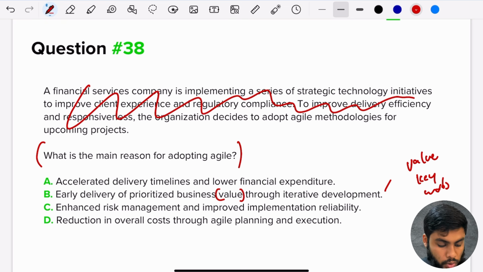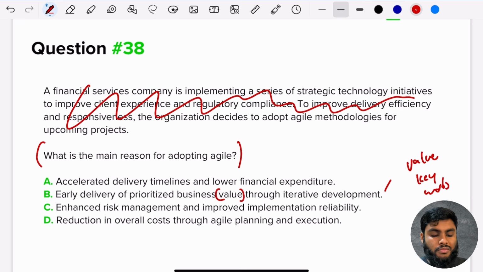C, enhanced risk management and improved implementation reliability. Technically speaking, I agree with that. Risk management is much better because you're taking things slowly. You're assessing, then you're moving forward. You're assessing, then you're moving forward. So you can manage risk in a much better fashion. Improve implementation reliability, I agree with that too.